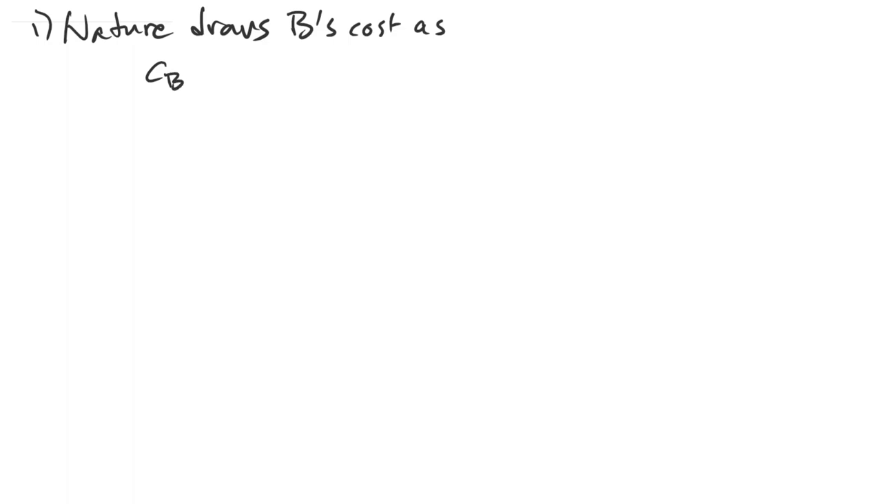Specifically, the way we're going to look at this is a three-step process. So first, nature is going to choose B's cost for war. And specifically, two different possibilities. B's cost could either be CB prime with probability Q, or it can be CB with probability 1 minus Q. And just to keep track of the notation here, CB prime is greater than CB. So Q portion of the time, B will have high costs, CB prime. 1 minus Q portion of the time, B will have low costs, CB.